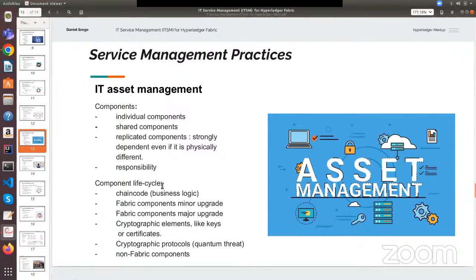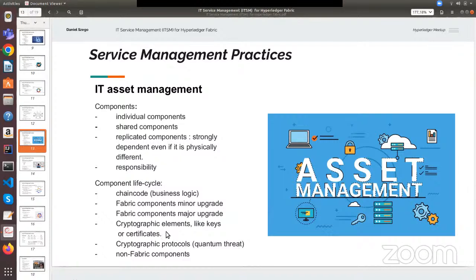In terms of IT asset management, an important thing that can actually be planned is your component life cycle. These are the topics that should be considered: the life cycle of your chaincode, which is business oriented, it's the business logic, so the business will drive the changes of your chaincode. But you can also consider the life cycle of your Fabric components, which are the major and minor upgrades of Hyperledger Fabric.